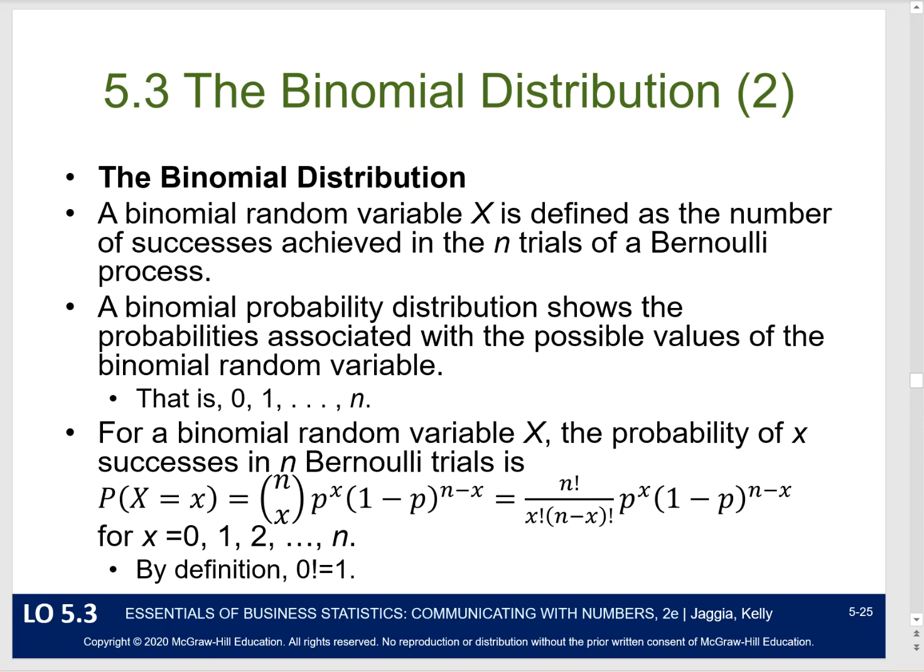So looking at the binomial distribution, we're going to define our binomial random variable x as the number of successes achieved in n trials. So n is our sample size, remember. And so we have the formula down here to calculate the probability of x number of successes, and boy, that's a booger, isn't it? But we're going to do it in Excel, so we don't even have to worry about that right now.